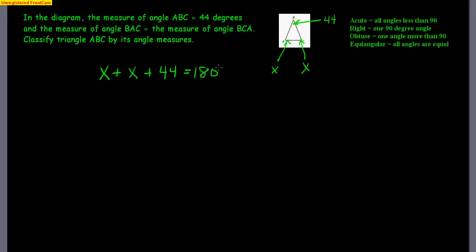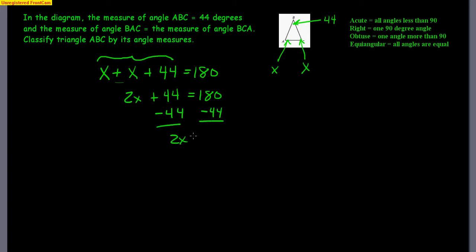So I'm going to make an equation. All I did was add the three angles, X, X, and 44, and that's going to equal 180, and now I'm just going to solve it. These two are on the same side of the equation, so I just add those together. X and X gives me 2X. Now I've got to do my algebra to solve for X. Take away 44 on both sides, and those go away. 180 minus 44 gives me 136, divide by 2, and we get X equals 68.